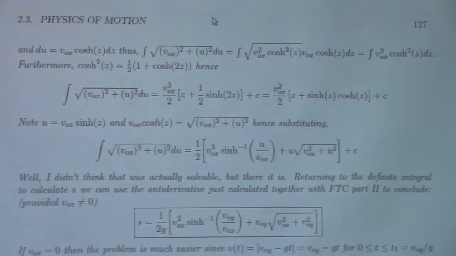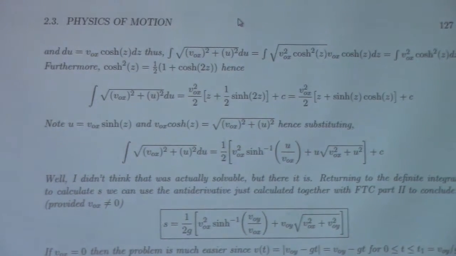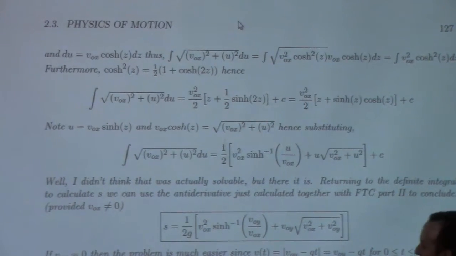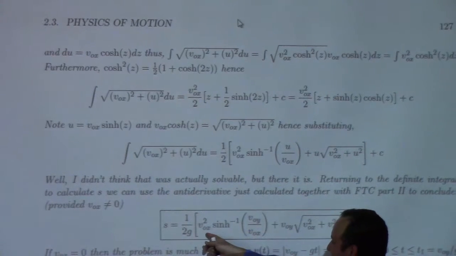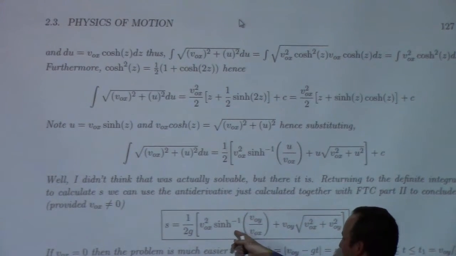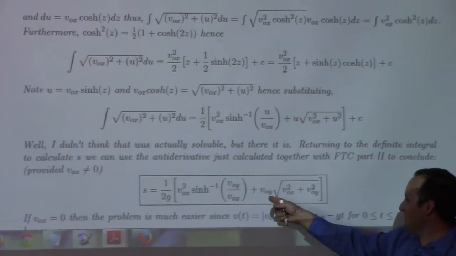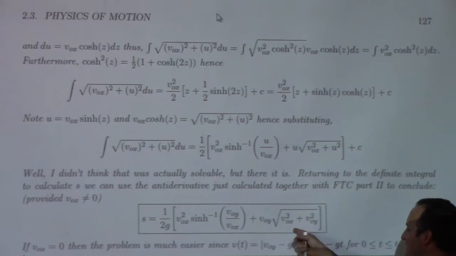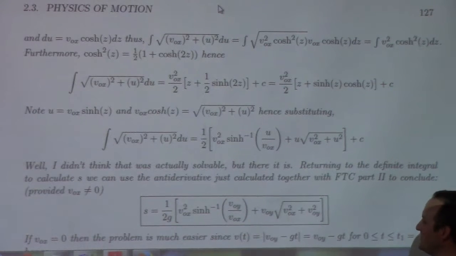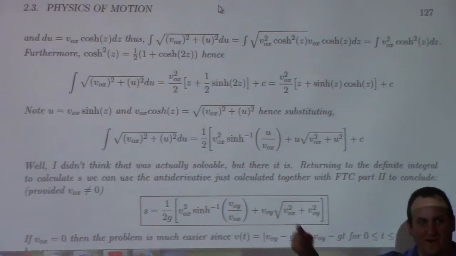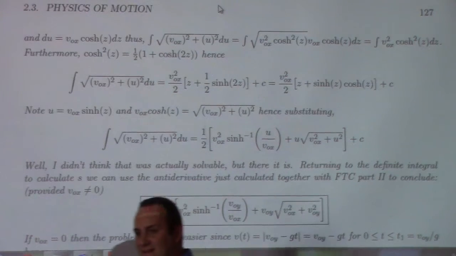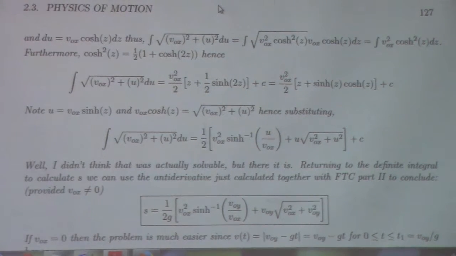The distance traveled along this parabolic path I've worked out here to be 1 over twice times gravity, times the initial x velocity squared, times the inverse hyperbolic sine of the quotient of the initial y velocity over the initial x velocity, plus the initial y velocity times the square root of that, which looks like the speed. Yeah, so there you go. That's the distance. So this formula would tell me exactly the distance that the marker went, if I could actually quantify V naught X and V naught Y as I threw it.